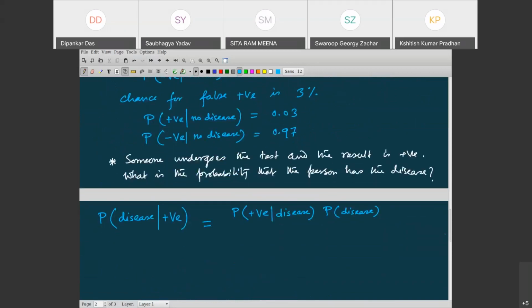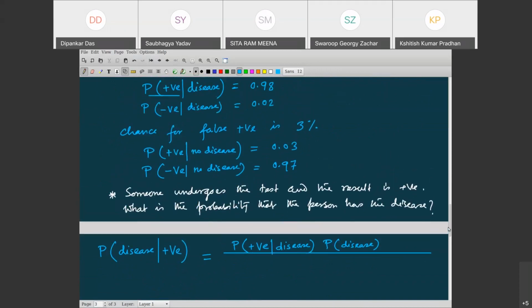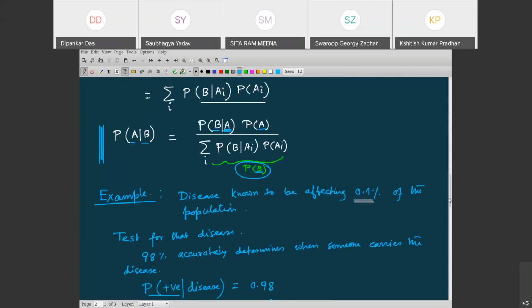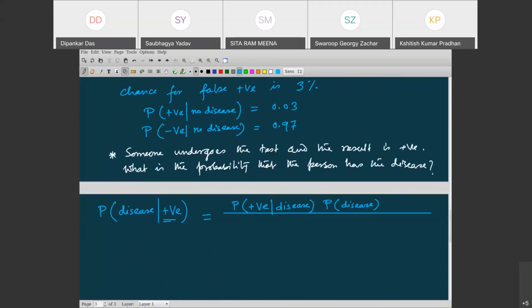And then divided by, you have to find P of B. So P of B, so B is what event? B is testing positive. So it's divided by the probability of testing positive. Now how do you determine this thing, the probability of testing positive?